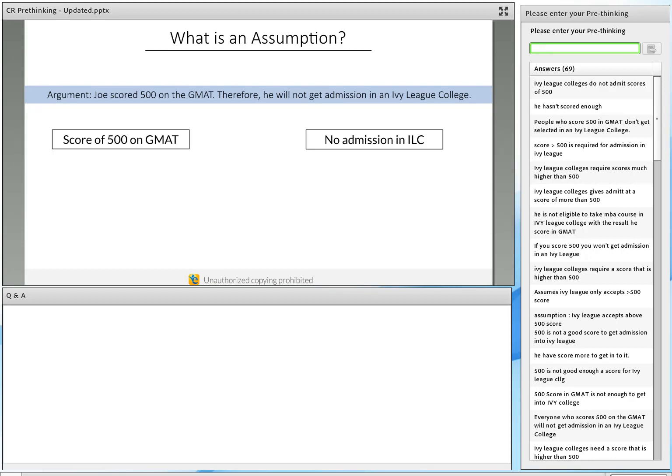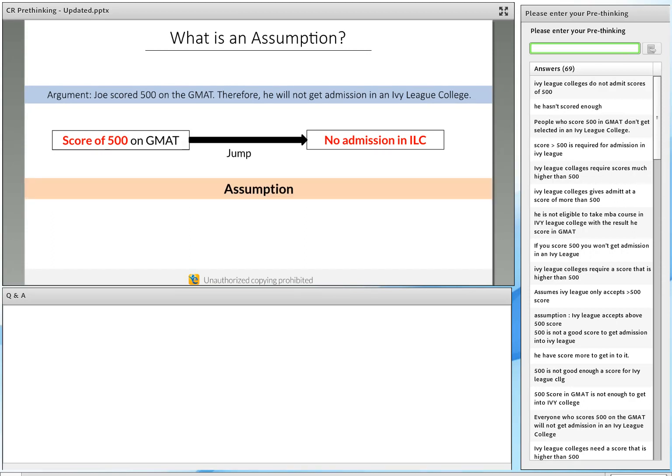But let's look at what's happening over here. The author gives you a data point. It says Joe scored 500 on the GMAT. And then based on that data point, he makes a claim. To be more specific, he makes a prediction that he will not get admission in an Ivy League college. This is a prediction about the future.